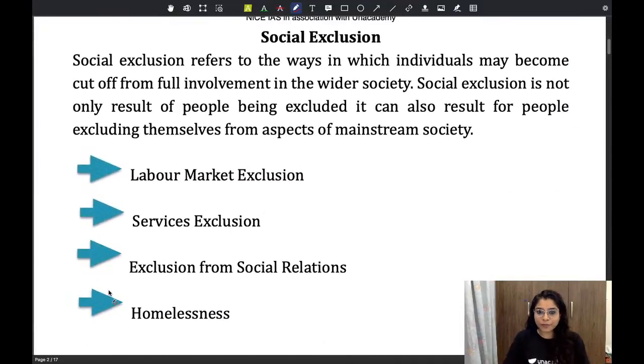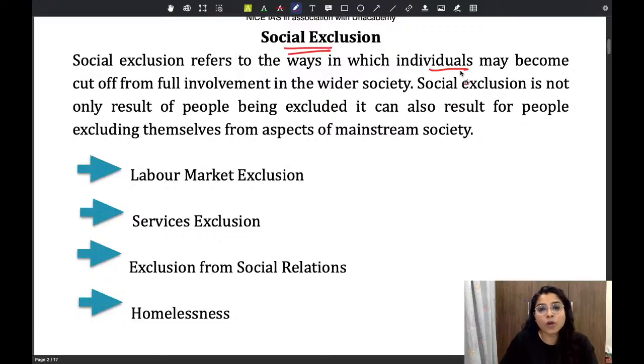So let us look at the first theme that we need to cover. That is, what is social exclusion? It is in contrast to social inclusion. Social inclusion means it is an attempt where you are included in the society, you're part of the society. And exclusion is completely opposite of it. That is, an individual is cut off from the full involvement in the wider society.